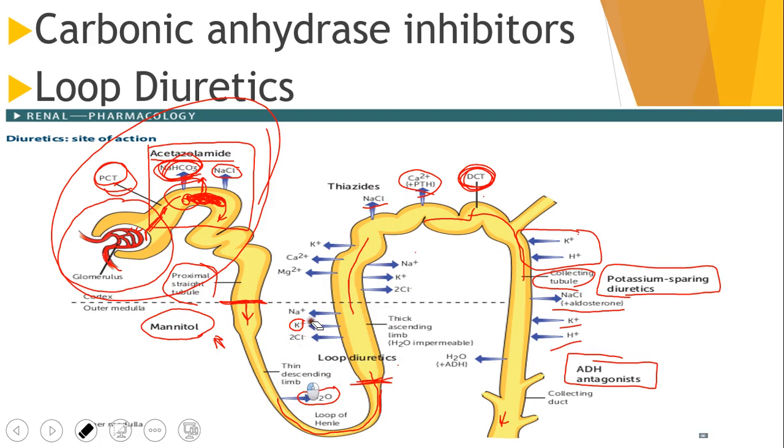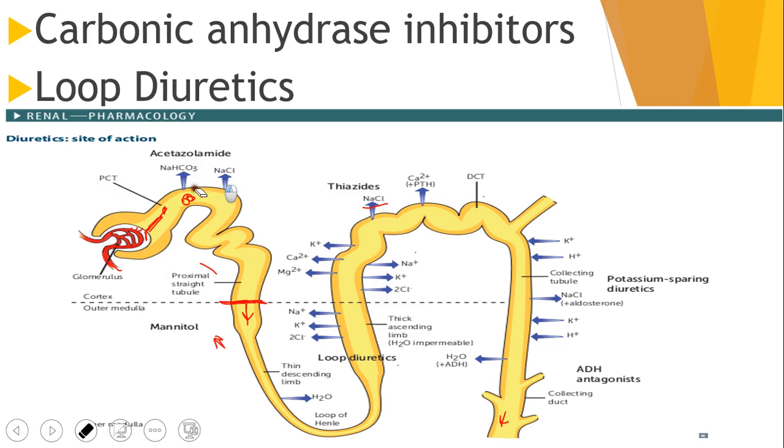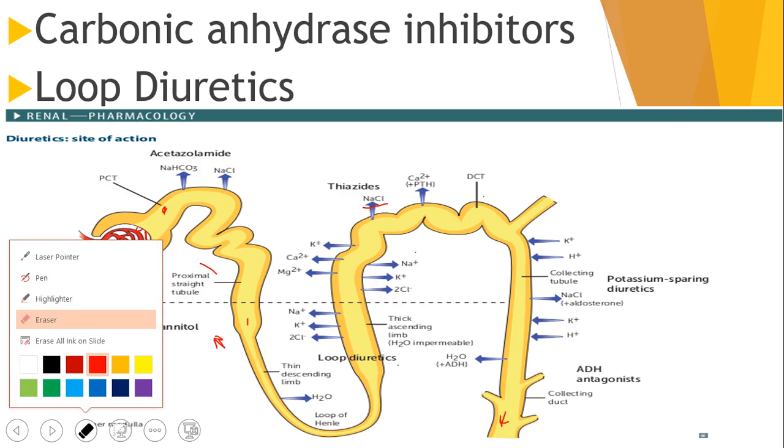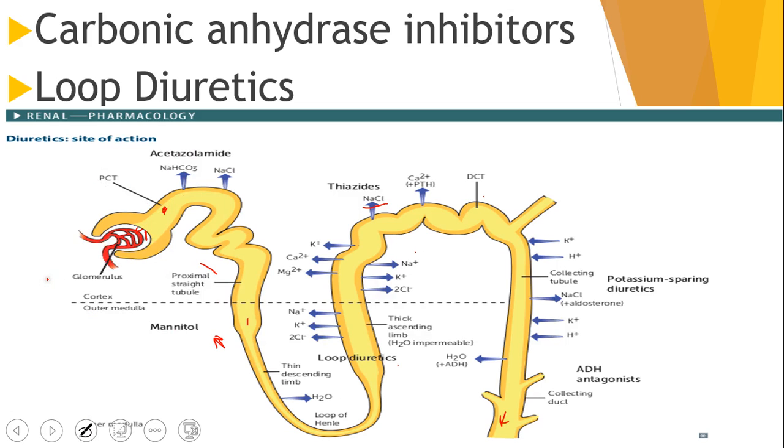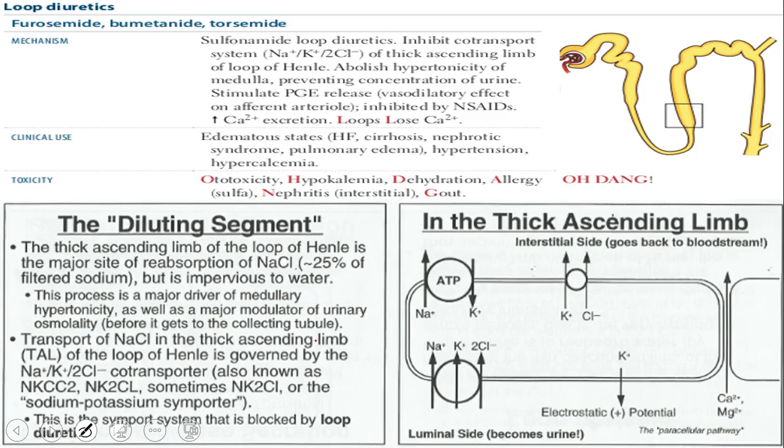essentially just see that these guys are going to take effect. Just remember, we discussed earlier, these guys are going to take their effect right down here with the thick ascending limb. Okay, that's where the loop diuretics take effect. Sodium potassium chloride exchanger. Okay, so it shows it again right here after the thin part.